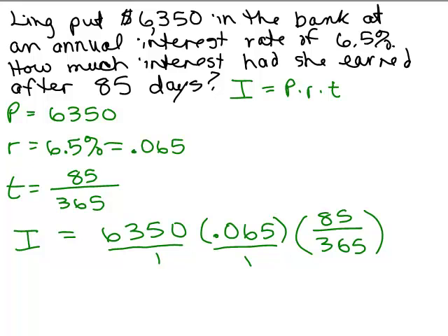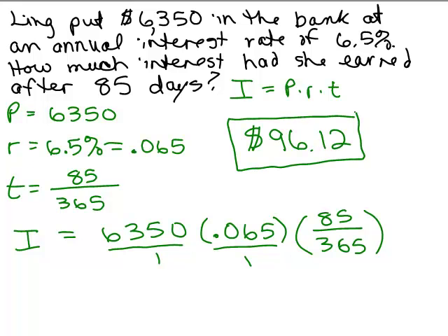All right, I put it in my calculator, and I'm going to get this much money. If I round it to the nearest cent, $96.12. Now, if you did it, your calculator should have come out 96.11986. But when you round it, that's going to round up to 12 cents. So that is our answer. Make sure your answer is in dollars because it's asking how much interest she earned. So all we're looking for is the interest.